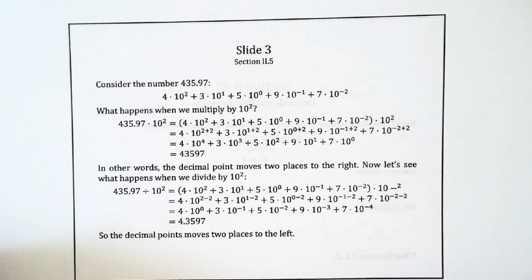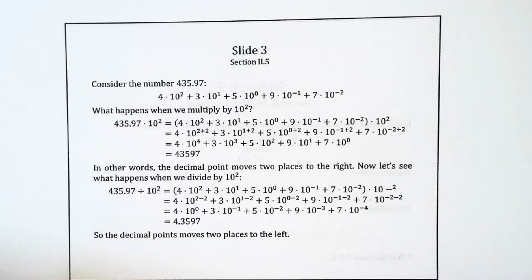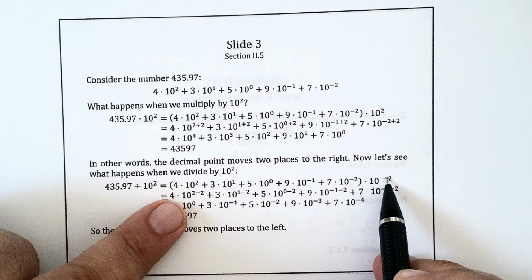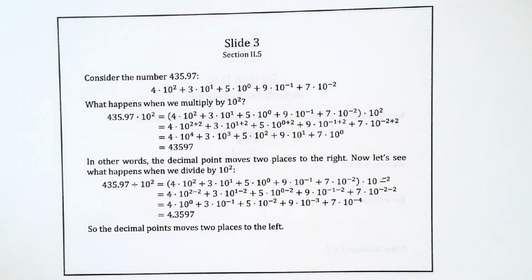Similarly, if we divide by 10 squared, you're multiplying everything by 10 to the negative 2. The negative sign should be up there, really. Which means that you're going to be knocking each of these exponents down 2, which has the effect of moving the decimal point 2 places to the left. So because we use a base 10 system, multiplying or dividing by powers of 10 has the effect of moving the decimal point.